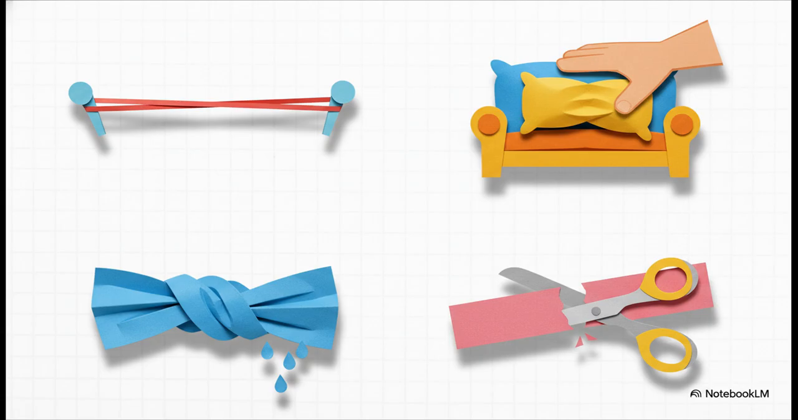We know tension is pulling, but what about compression? Well, that's a pushing force that squashes something down. It's exactly like when you plop down onto a really soft sofa cushion and squish it. Then we have torsion, which is a twisting force. Imagine wringing out a soaking wet towel at the beach to get the water out. That twisting action? That's torsion.